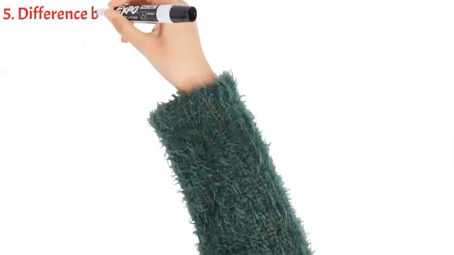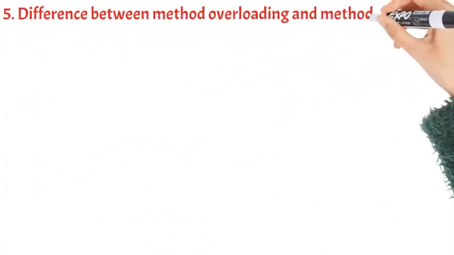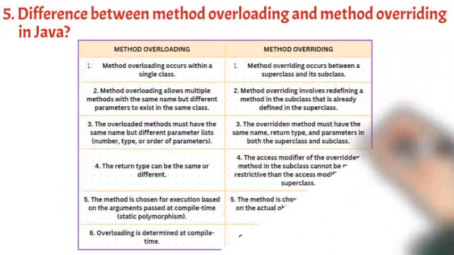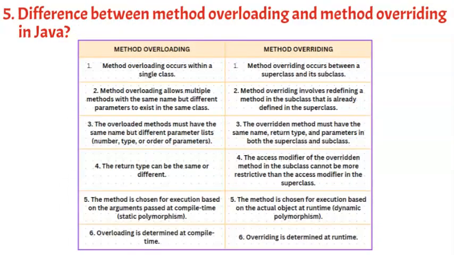5. Difference between method overloading and method overriding in Java. Method overloading occurs within a single class. Method overriding occurs between a superclass and its subclass. Method overloading allows multiple methods with the same name but different parameters to exist in the same class. Method overriding involves redefining a method in the subclass that is already defined in the superclass.